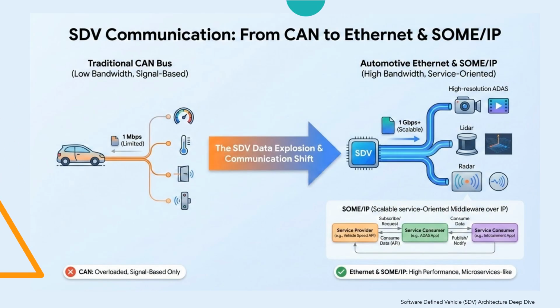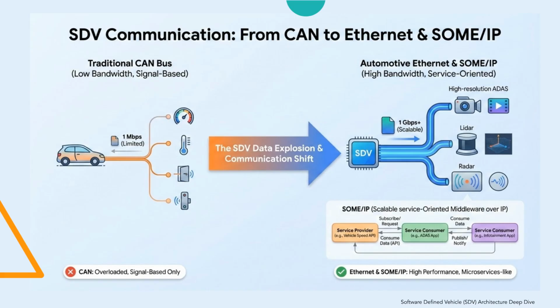Now that we have centralized compute, the next challenge is communication. Traditional vehicles relied heavily on CAN, which is reliable but limited to low bandwidth, typically up to 1 megabit per second. With SDVs, data requirements have exploded. Think about ADAS systems, cameras, radars, LiDARs, generating massive data streams. CAN simply cannot handle this load. This is where Automotive Ethernet comes into play, offering bandwidths of 100 megabits per second, 1 gigabit per second, or even higher. But bandwidth alone is not enough. We also need a new communication paradigm.